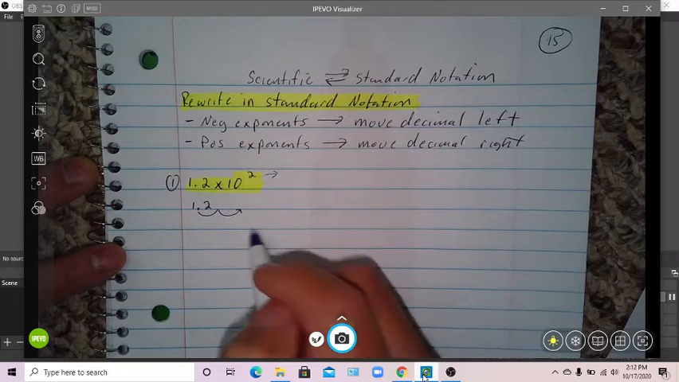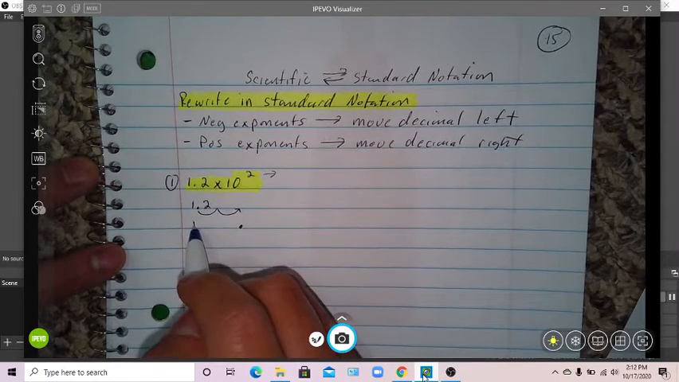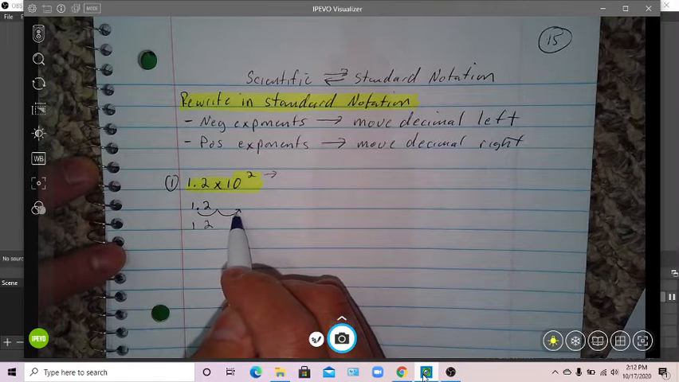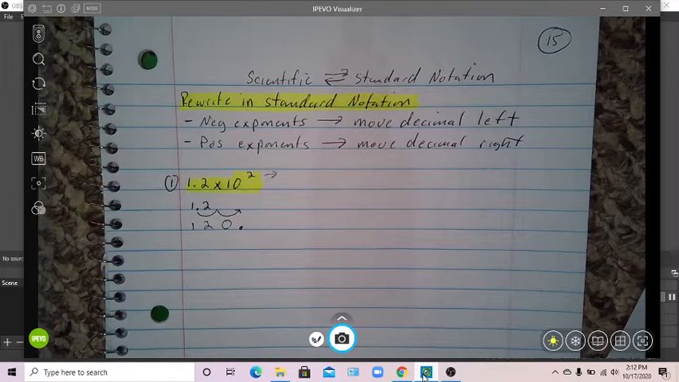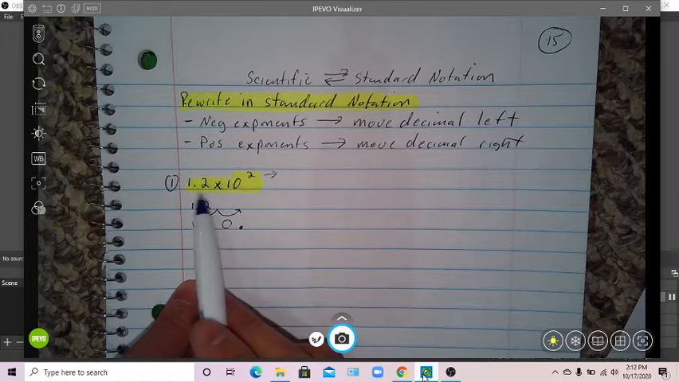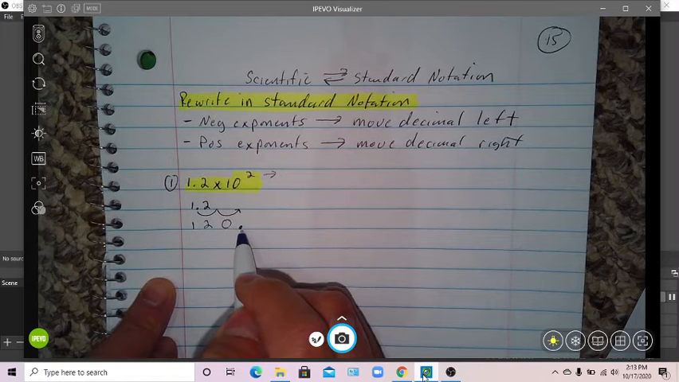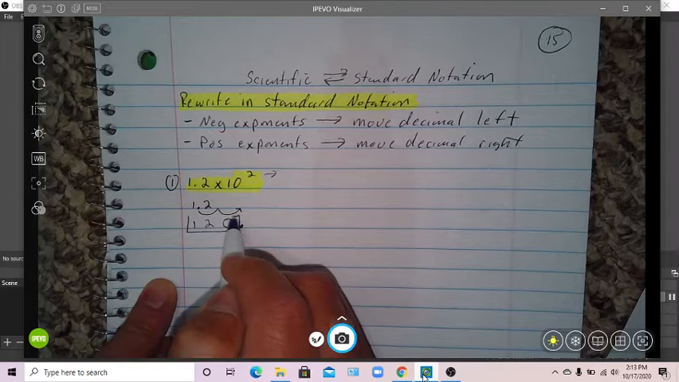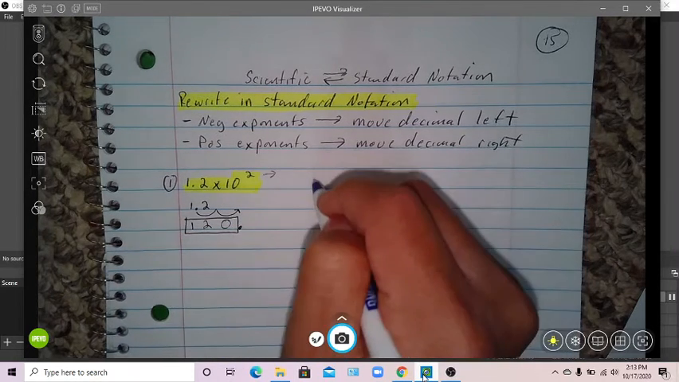Okay, so the decimal is going to be right here. There's a 1, there's a 2. In this little space here that I went over for that second time, you're going to put a 0. Okay, so your answer then in standard notation is 120. Right? You just moved it over to the right 2 times. The decimal at the end, if it's on the right side of the number, you don't have to put it. Okay, so you're just going to put in 120. Let's take a look at another one, number 2.